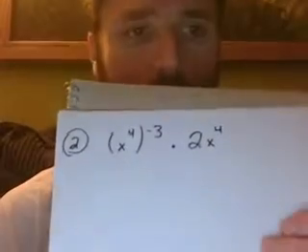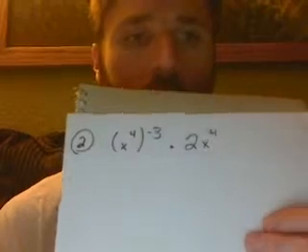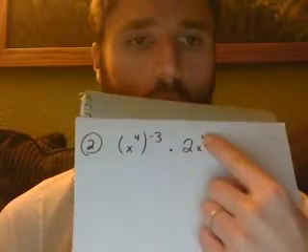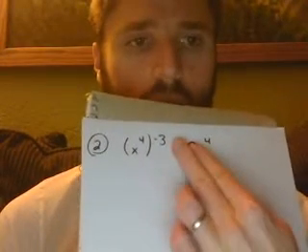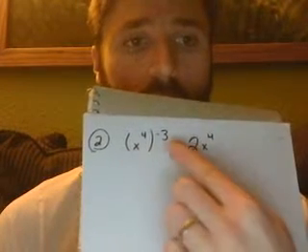Let's do number 2 now. On number 2, you're given the following: (x to the fourth) quantity to the negative 3 times 2x to the fourth. What we're going to do first is just ignore this last part and concentrate on the first part, x to the fourth to the negative 3.